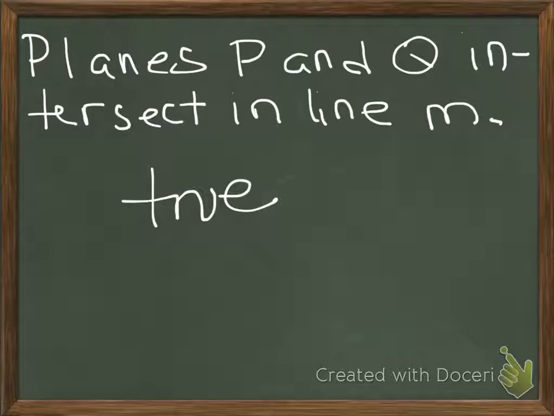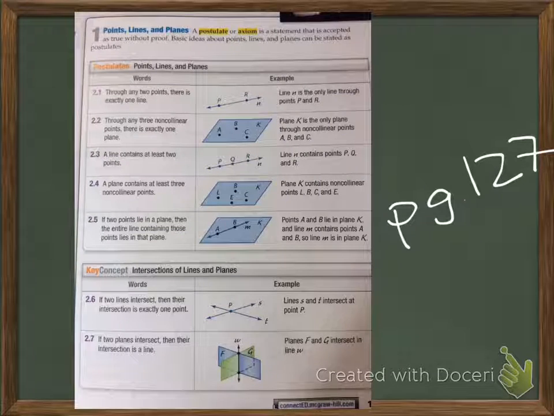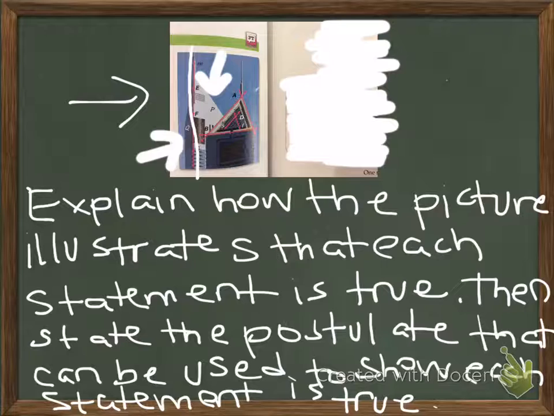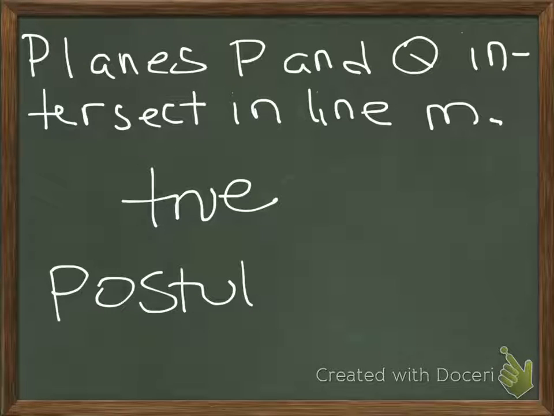And the postulate that we use to describe it, if we go back to our postulate list, we need to look for lines or planes intersecting, and it says postulate 2.7, if 2 planes intersect, then their intersection is a line. Well, that's exactly what our statement said. So it said planes P and Q intersect in a line. So postulate 2.7 would be my explanation.